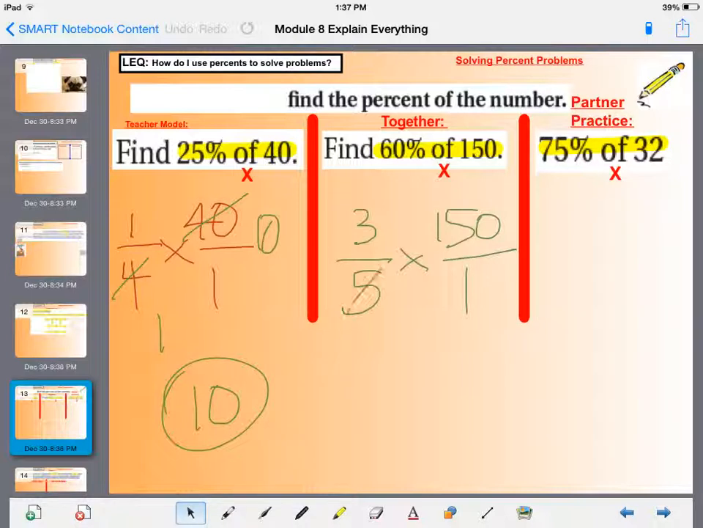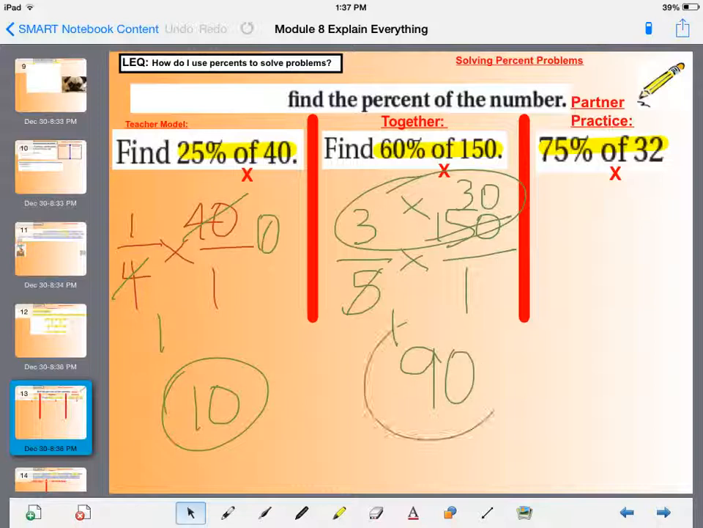Now we can say 5 goes into 150 30 whole times, and now you're just left with 3 times 30, which is 90. Had you done the decimal way, or had you set this over 60 over 100 times 150 over 1, that still would have worked. The goal here is to try to find the fraction or decimal that's going to make it easiest for you to find the percent of the number.